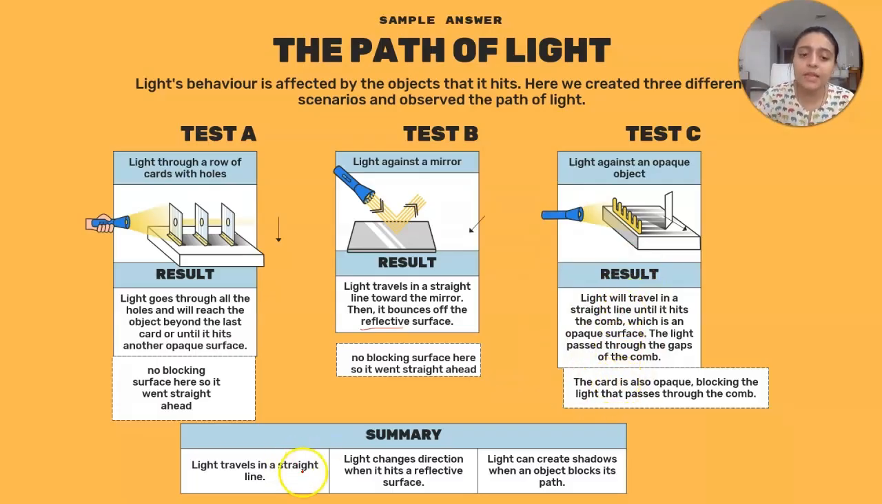So in summary, light travels in a straight line. Light changes its direction when it hits a reflective surface, and light can create shadows when an object blocks its path. This we have understood: light travels in a straight line, and an opaque object is going to cast a shadow. This point we are going to study in detail: how the light changes its direction when it hits a reflective surface.